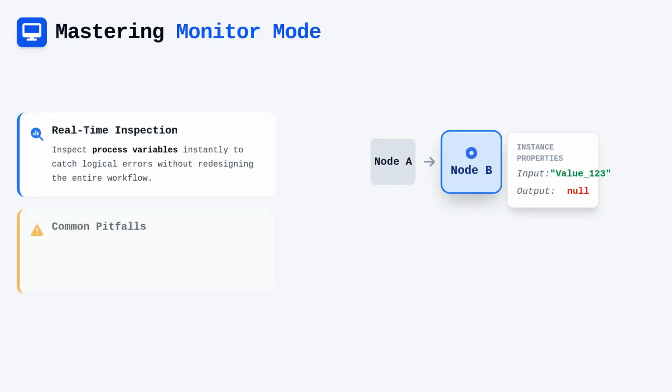This is where you will identify common pitfalls, such as type mismatches, where a text input is unexpectedly passed to a numeric process variable, or null values causing expression failures.